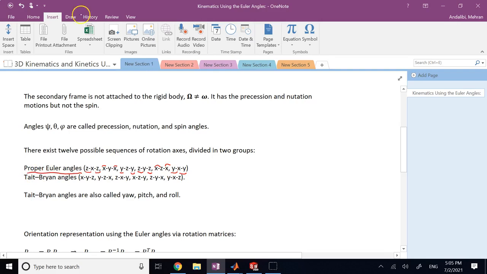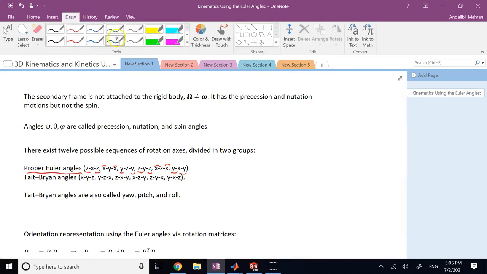There is also another version, another sequence where none of the three are the same type. So there is always X, Y, and Z in all of them. But which one comes first, which one goes next, which one goes last, that creates six other sequences, which we call Tait-Bryan angles. Clearly you see X, Y, and Z are in all of them, but the order is different. Sometimes they also call these Tait-Bryan angles yaw, pitch, and roll, which you use in airplanes to define the orientation of the airplane, right?